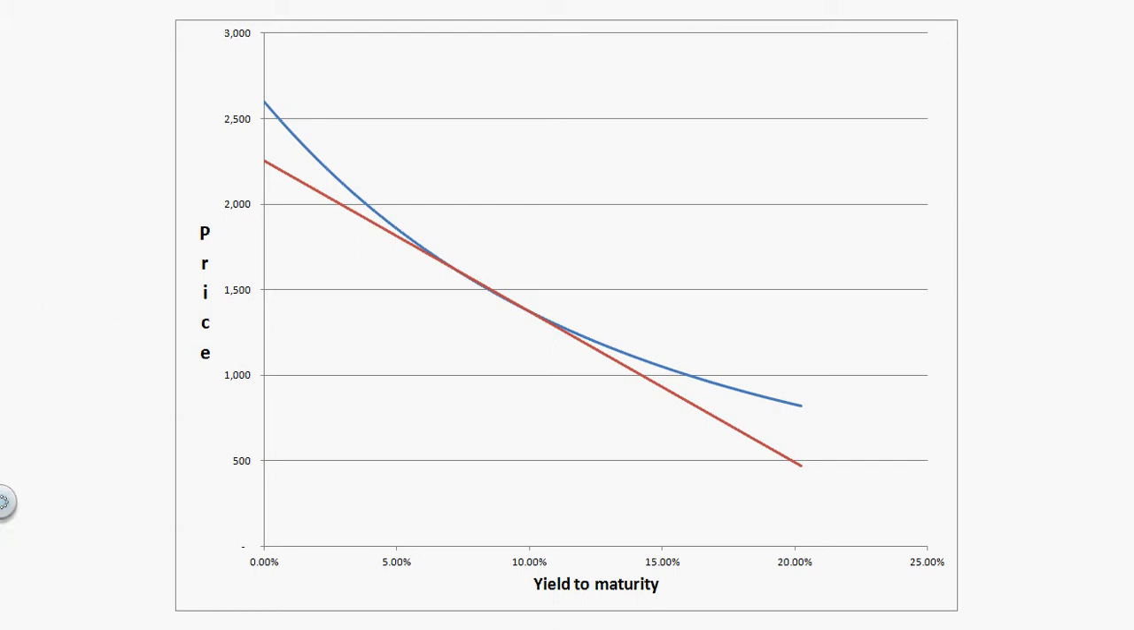Okay, so let's get started. I want to talk about two things here. First, we're going to talk about convexity. It's a real simple concept. It's going to go real quick.